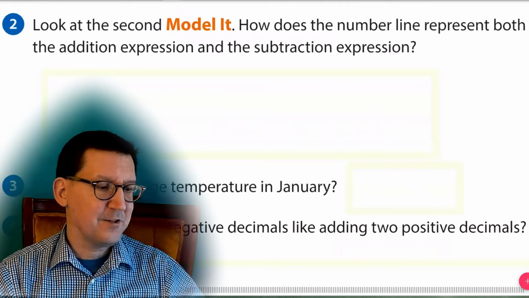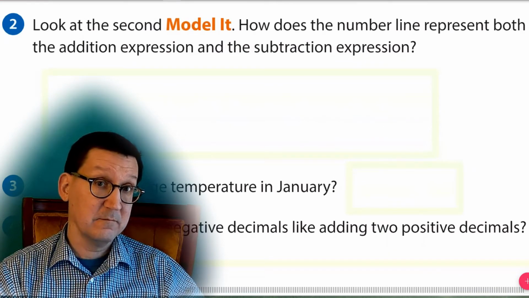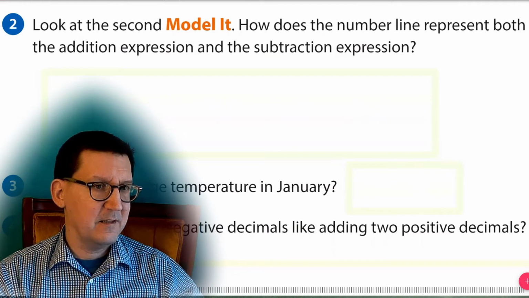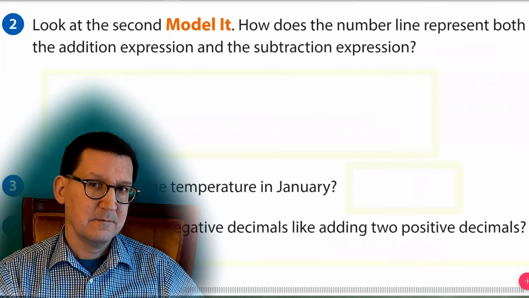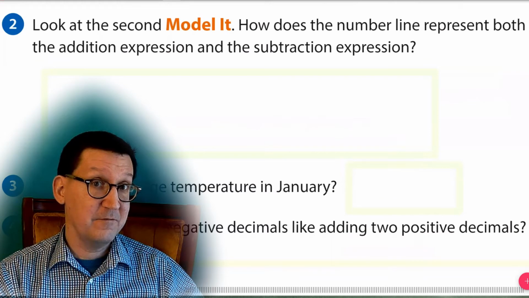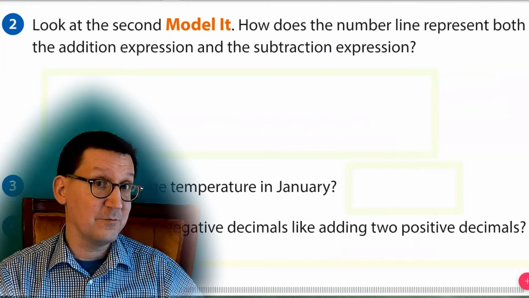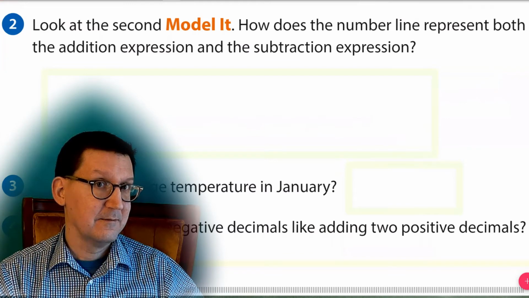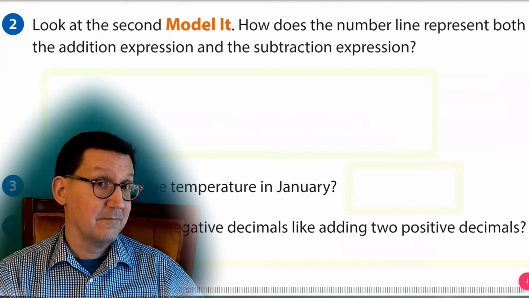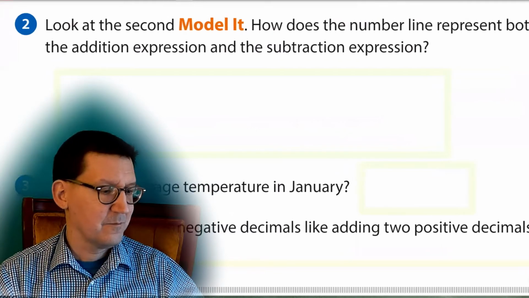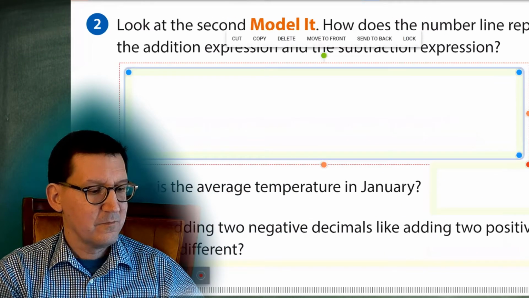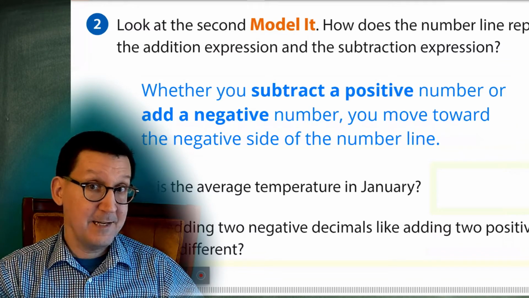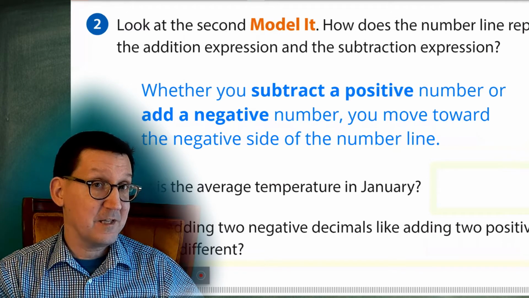Let's look at number 2. Let's look at that second model, that was the number line. How does that number line represent both the addition expression and the subtraction expression? Because think about that. If we've changed it from adding a negative to subtracting a positive, we're still moving in the same direction. Why is that? How would you write that down? Have any ideas? Here's my idea. How about this? Whether you subtract a positive number or add a negative number, you're moving towards the negative side of the number line each time.